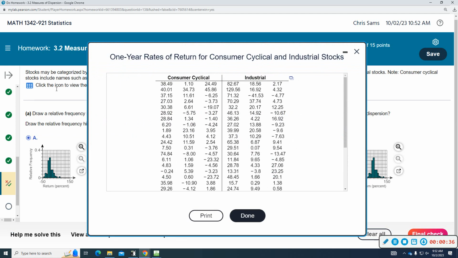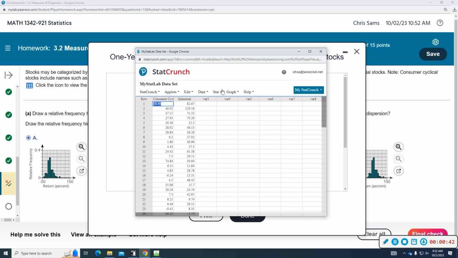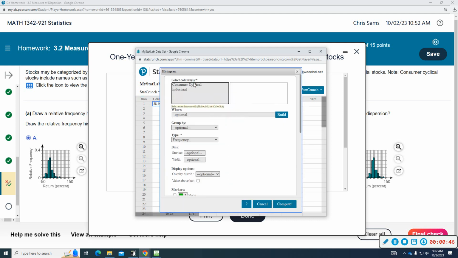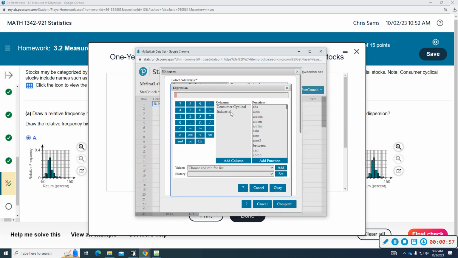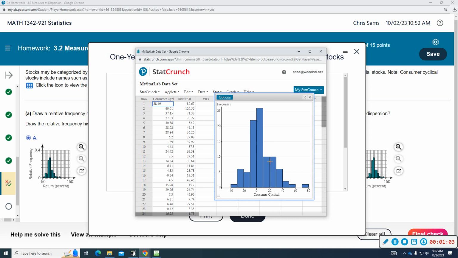And then we're going to do the histogram for the cyclical stocks. So we're going to open this table. We're going to do this in StatCrunch to create the table. We're going to go to graph, histogram. We want cyclical. We want to start at -50. We want the class width to be 10. I'm going to tell it to build it, and just one more time, click cyclical, click OK, and compute. So we get this table.